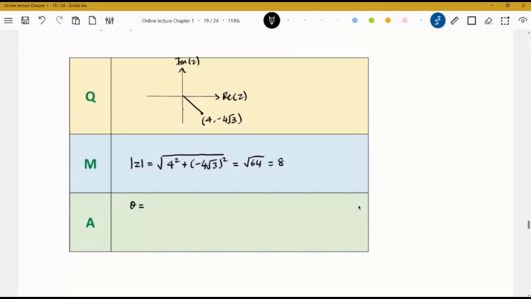dia mesti ada negatif. Okay, so kita copy balik formula pada kuadran first, dia adalah inverse tangent B over A should be 4 square root 3 over 4. So kalau kamu nampak dekat sini, saya tak ambil negative sign tu. Sebab kita tahu dalam inverse tangent mesti positive sign. So saya tinggalkan negatif, saya hanya ambil nilai dia saja dan di sini. So the 4 square root 3 over 4.